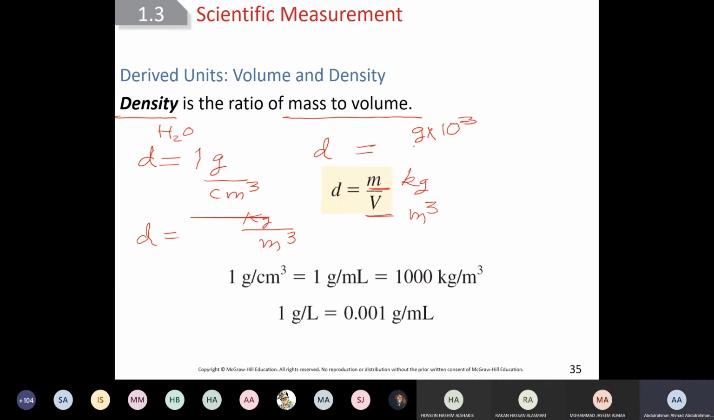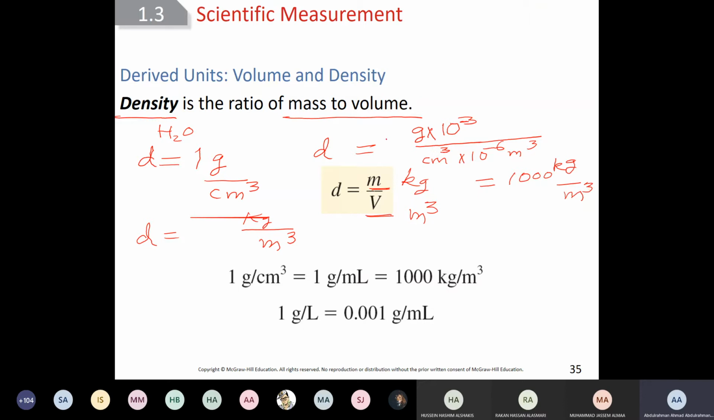Good. And if I want to change centimeter cube into meter cube, I will multiply by what? 10 to the power minus 2, but this is cube, so 10 to the power minus 6. Is this clear? And this will be equal to what in this case? 1,000 kilogram per meter cube. Is this clear?